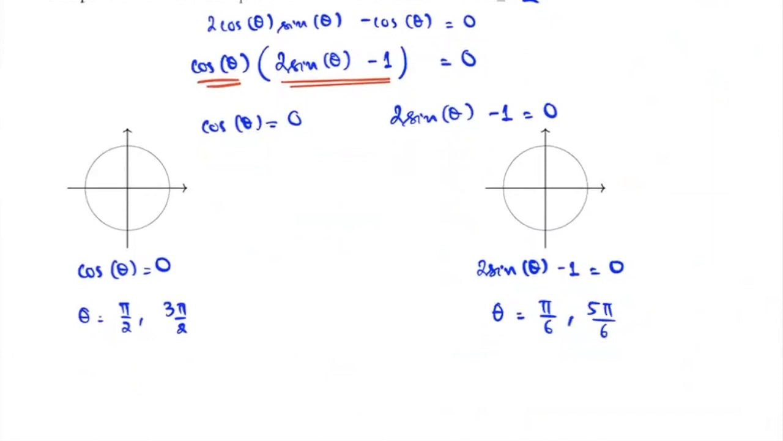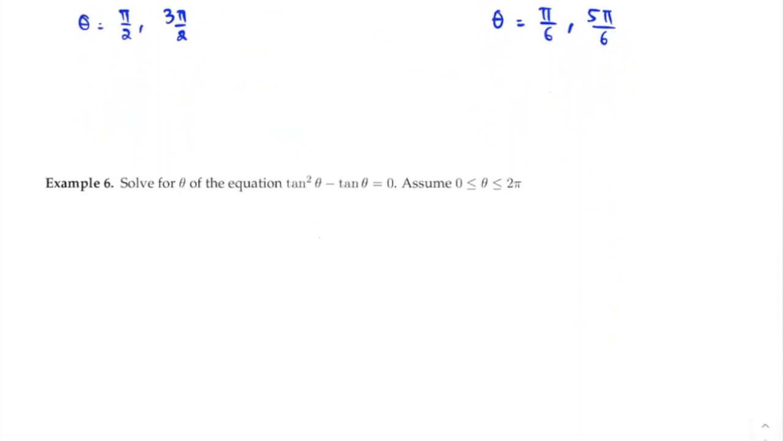So in conclusion, there are 4 solutions for this particular problem. The solutions are theta equal to pi over 2, theta equal to 3 pi over 2, pi over 6, and 5 pi over 6. Now let's move on to example 6. For this example, we would like to find the value of theta such that tangent squared of theta minus tangent of theta equal to 0, for theta between 0 and 2 pi, where theta has to be strictly less than 2 pi.